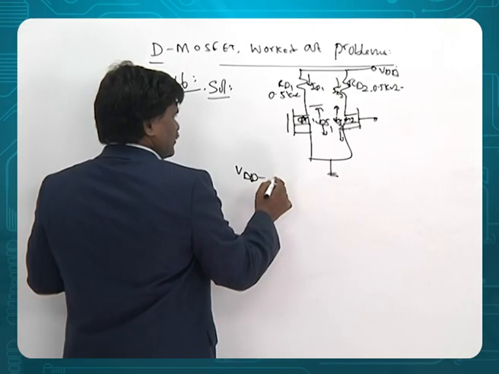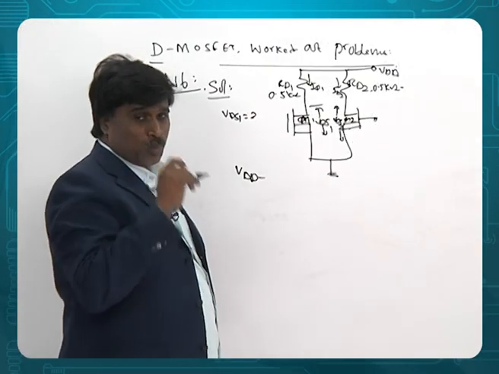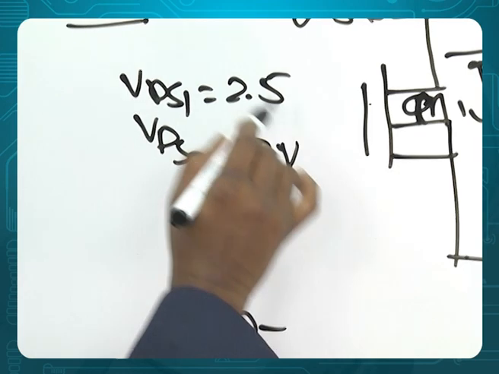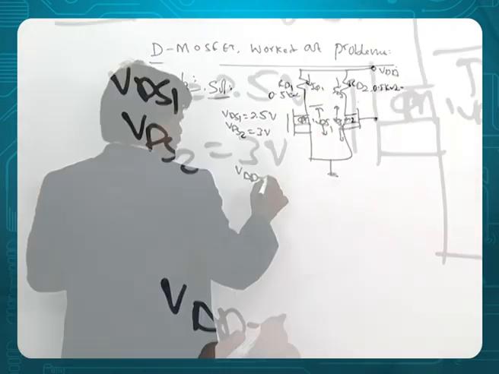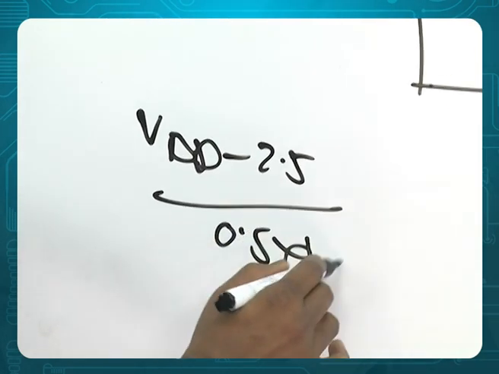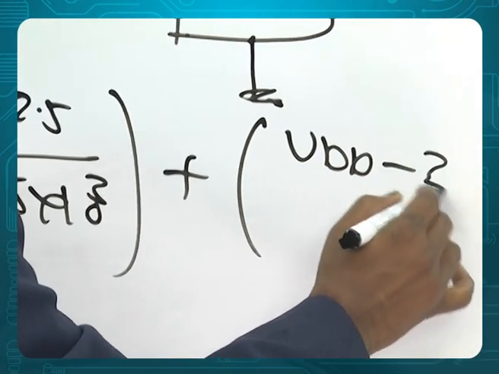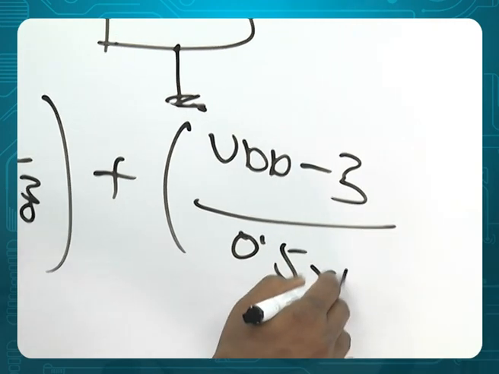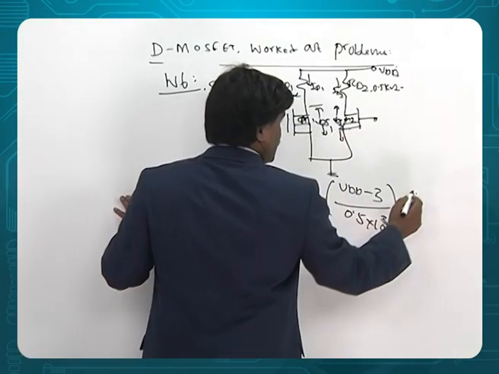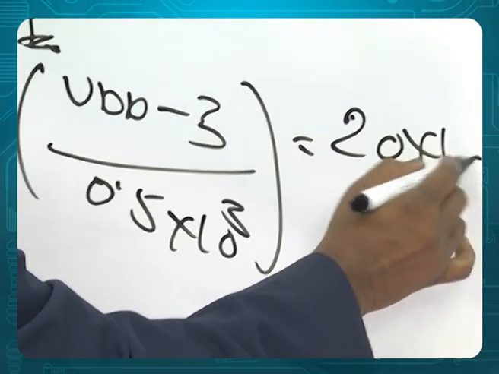Now what we can say, VDD minus VDS1 is, how much is said in the problem? 2.5. VDS2 is 3. So (VDD minus 2.5) by 0.5 kilo plus (VDD minus 3) by 0.5 kilo is equal to, he said total current is equal to 20 milliamperes.